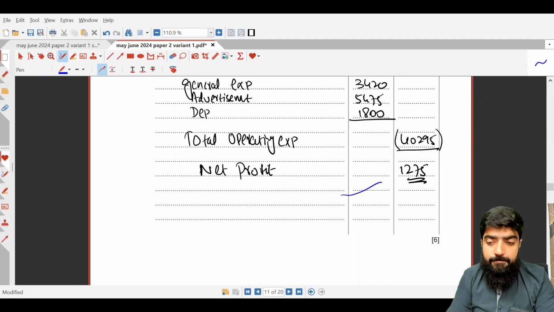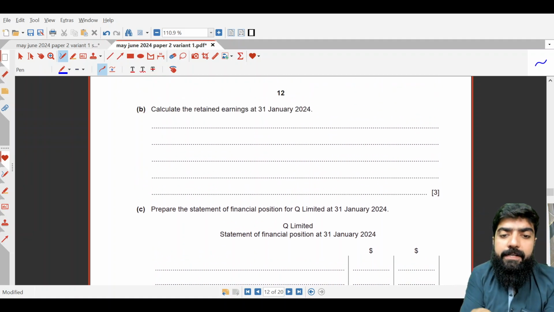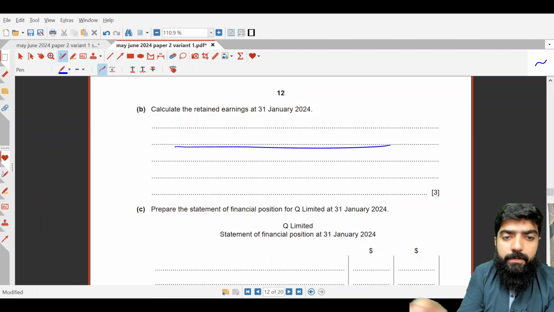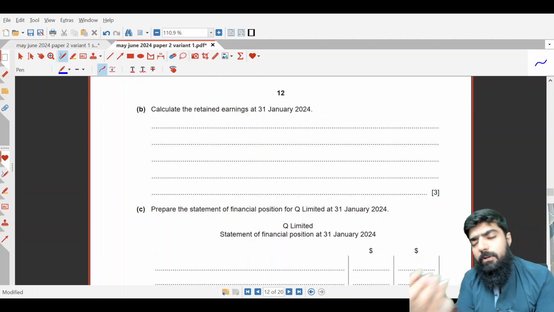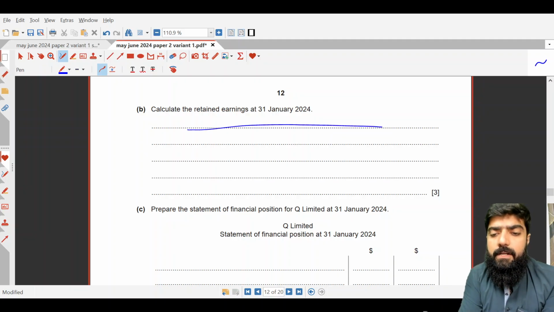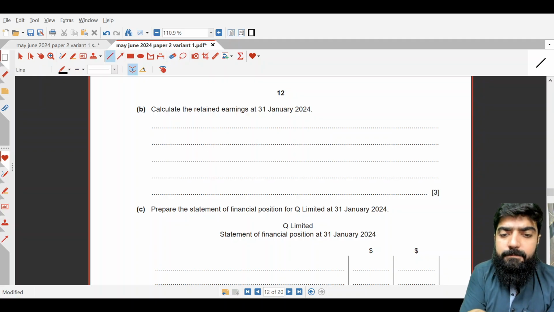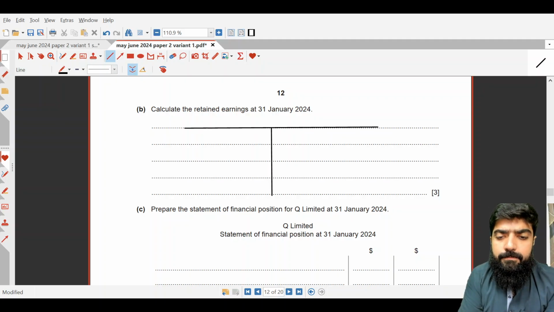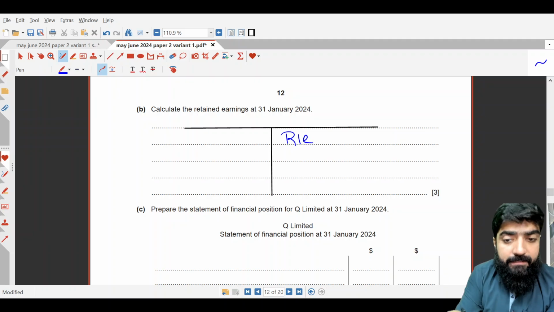Now calculate the retained earnings. We have already calculated it, but we can calculate it here as well. You can make a T account, or you can also do it in the form of a statement, whatever suits you. You just need to write down the closing balance at the end of the ledger, with the dates at the start and at the end of the year.